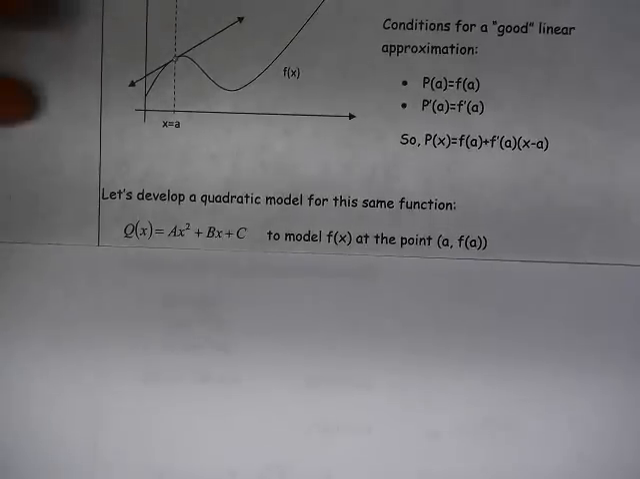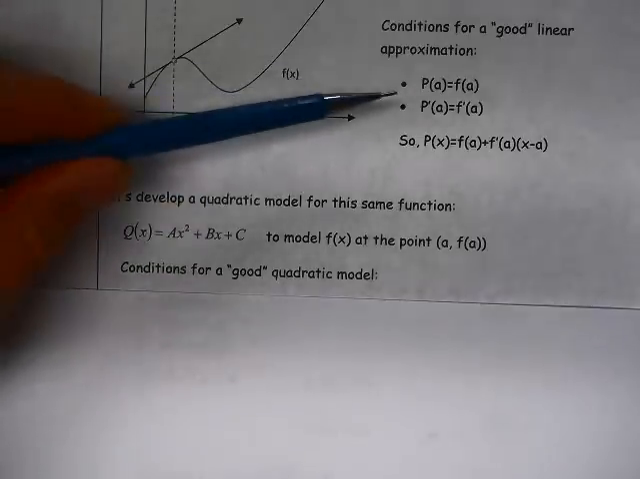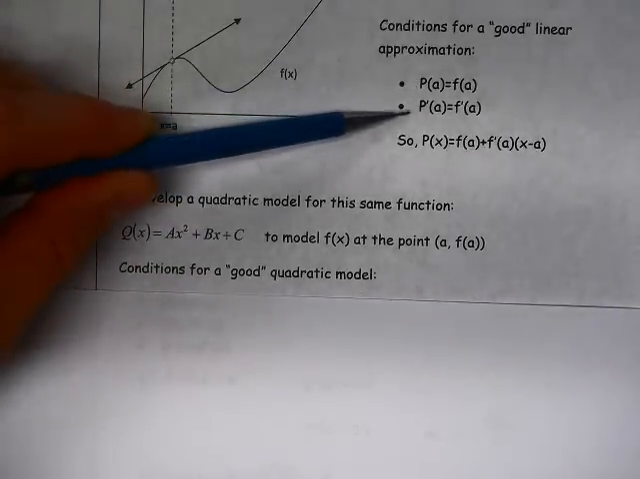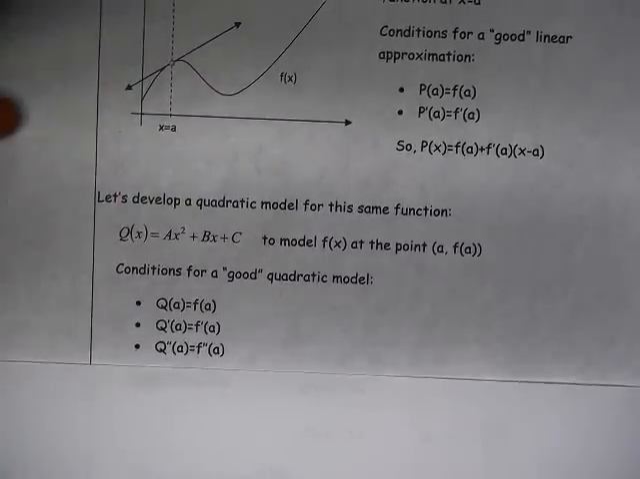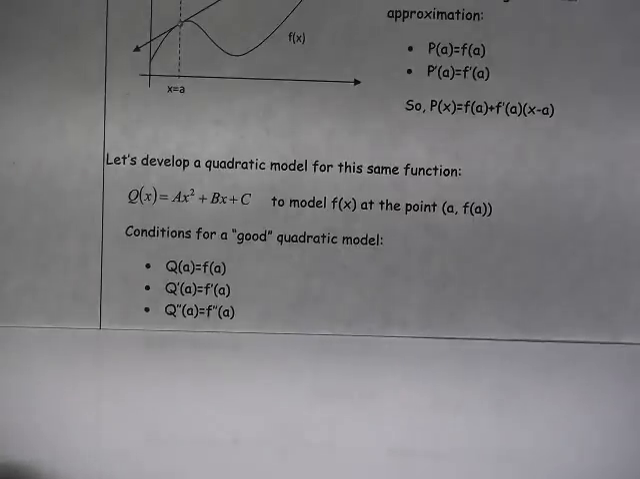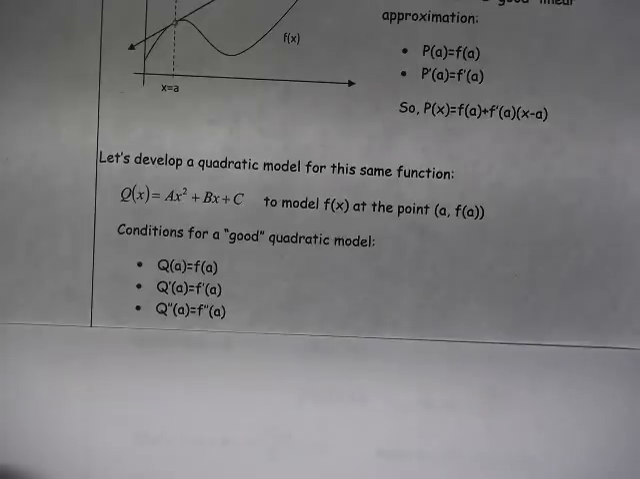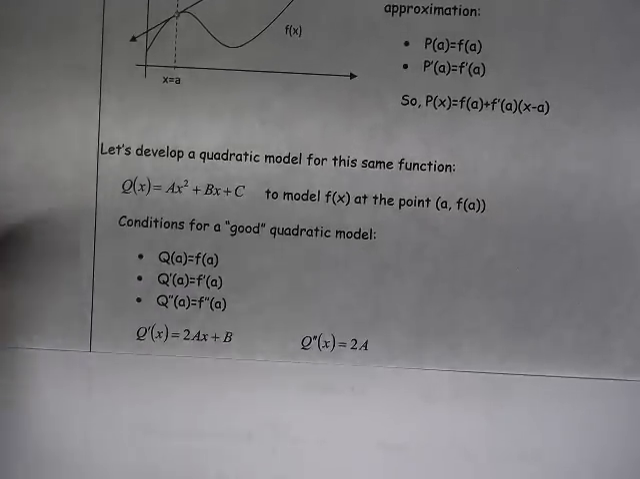So the conditions for a good quadratic model: just like for the linear model, we needed the functions to be equal and the slopes to be equal at that value of a. For a quadratic model, we're adding another condition. Not only do the functions have to equal each other at x equals a, and the first derivatives have to equal each other at x equals a, but the second derivatives also have to equal each other at x equals a.